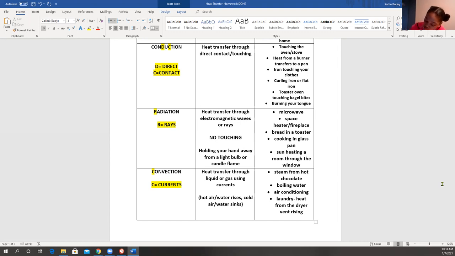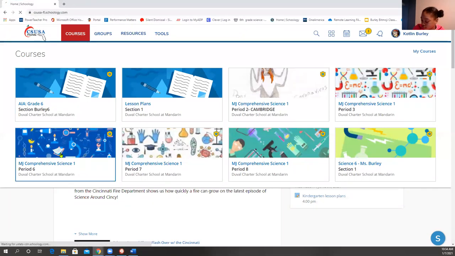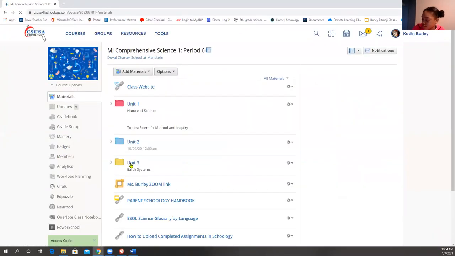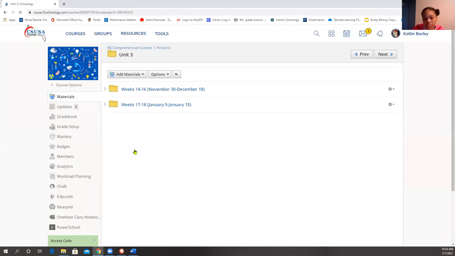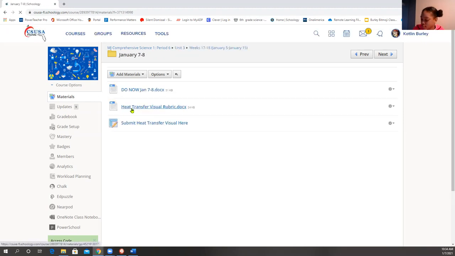That way, if you want to go home and work on it, or if you have a younger sibling, you can have them check it out, right? So give me 1 second. I'm going to pass these rubrics out so you know exactly what is required of you. If you're on Schoology, this rubric can be found under, we're in period 6 right now, we're in unit 3, and can you believe we're in week 17? Yeah, crazy. And it's going to be right here.